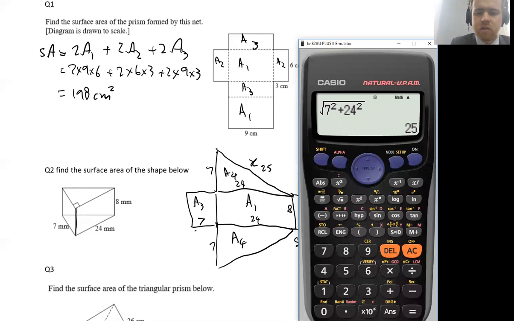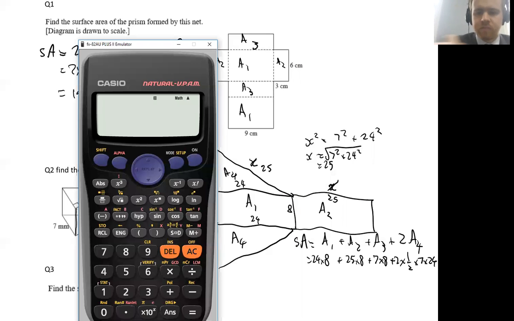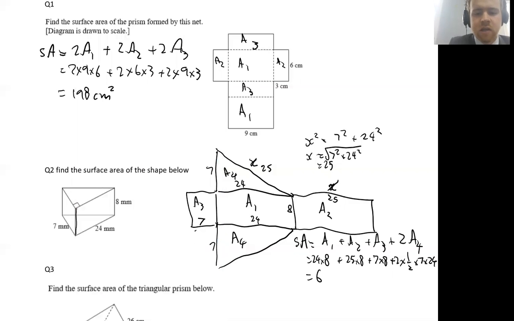All right, and then we just have to put that in our calculator. So 24 times 8 plus 25 times 8 plus 7 times 8 plus 2 times a half times 7 times 24. Okay, and then when we press equals, we get our surface area, 616 millimeters squared in this instance.